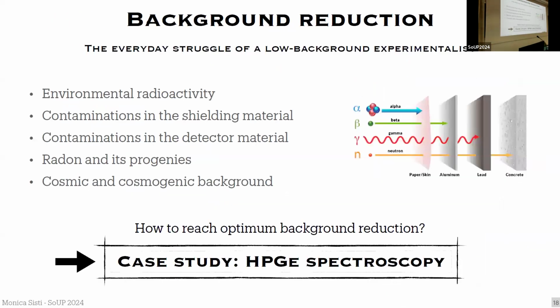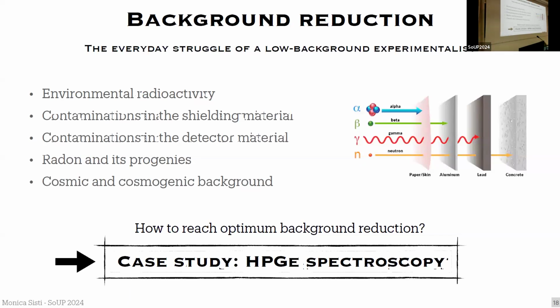Okay, so we have seen all these background sources, and then we have the problem to design our experiment and to reduce as much as possible the expected background. So now we see the background sources from another point of view, the point of view of building an experiment and what we have to take care of.